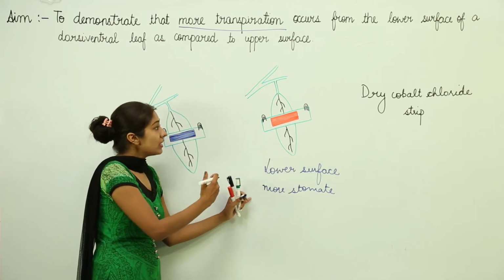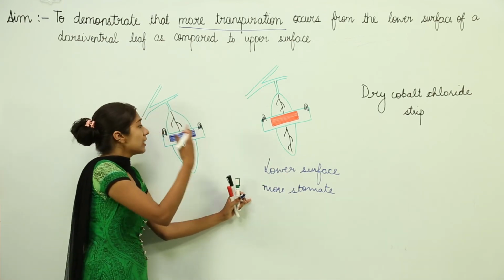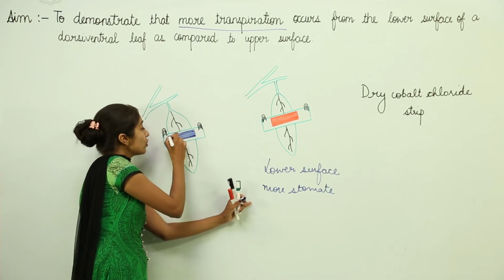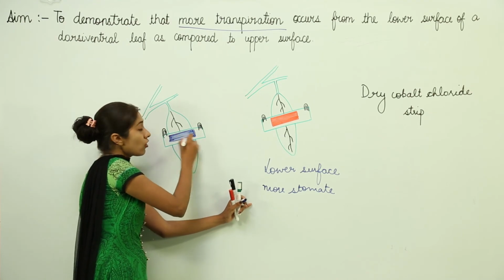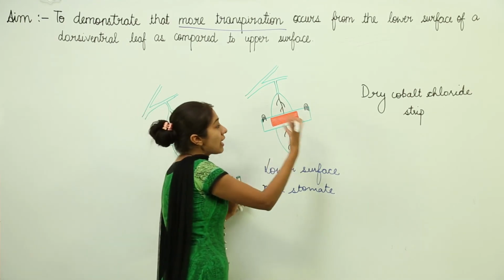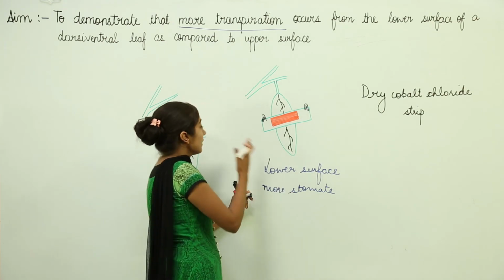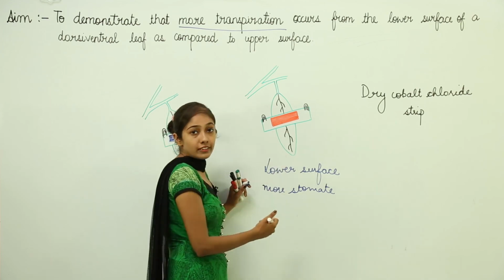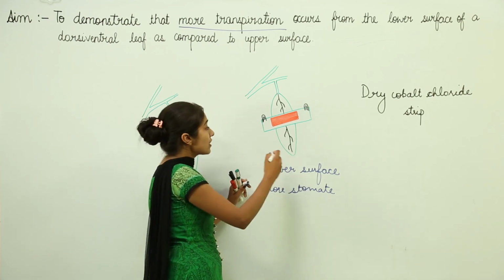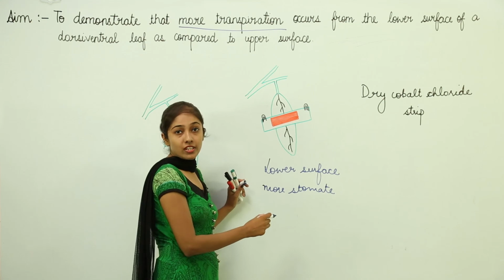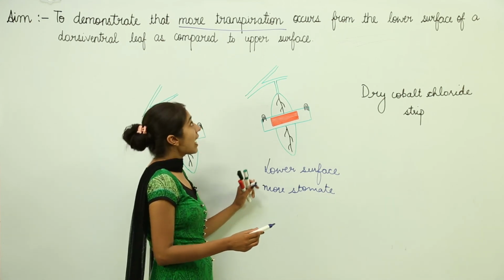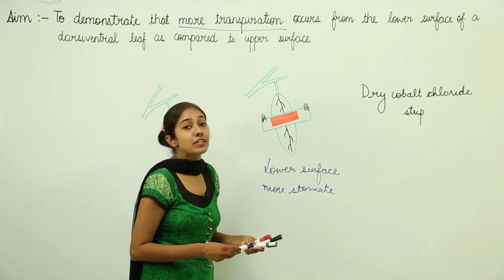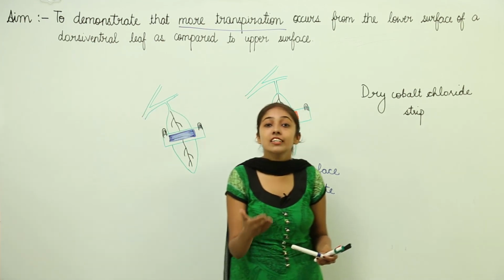So, remember, for this experiment you just need leaves, right. You need to use this cobalt strip on the upper surface and on the lower surface also. The surface which shows a faster change in color is the surface with the higher rate of transpiration, and this experiment proves that there is more transpiration occurring at the lower surface of the leaf because of the presence of more stomata at the lower surface.